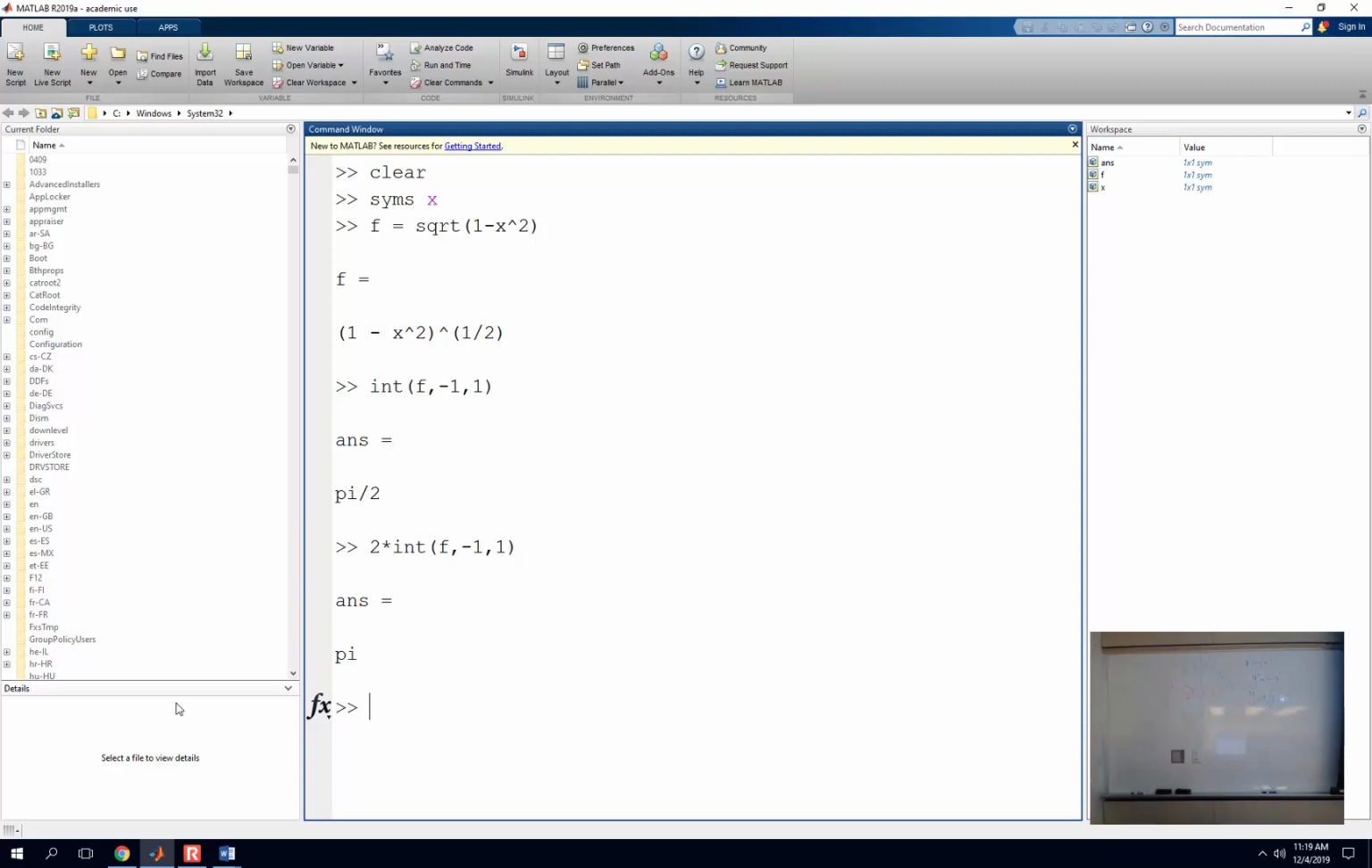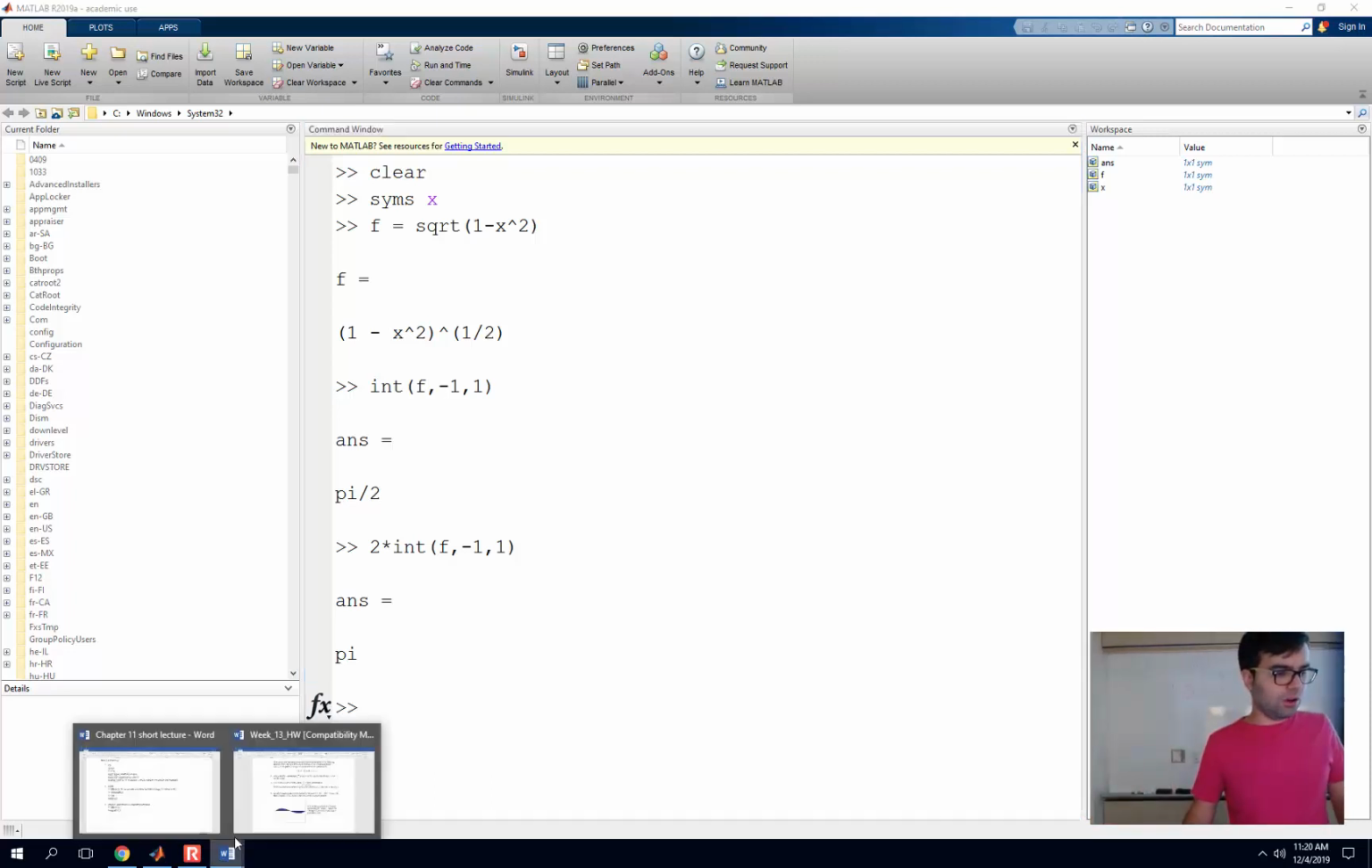Yes? So the first time that you do int, you get pi over 2, so isn't that technically not a number? It's a symbol. So wouldn't you do double pi over 2? Or are you doing 2 times the thing? Well, that is because I have an upper side and I have a lower side. I want to add them together. So that's 2 times that integral. Does it make sense? Perfect.